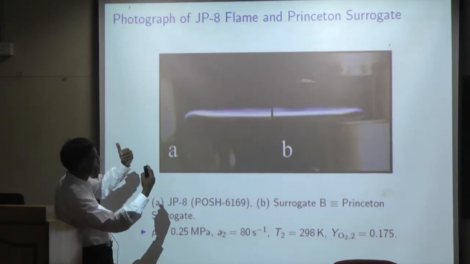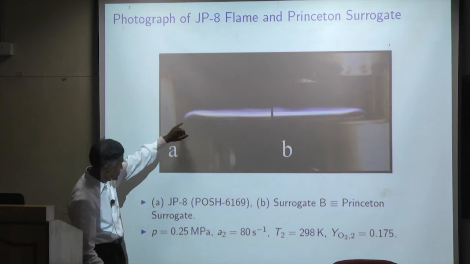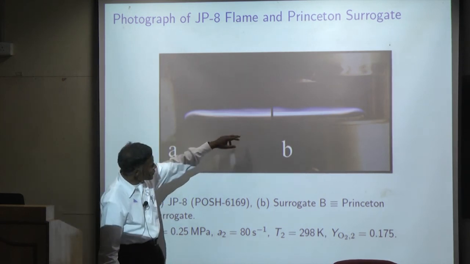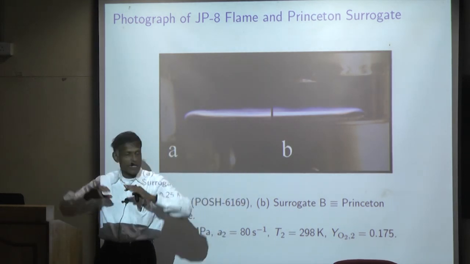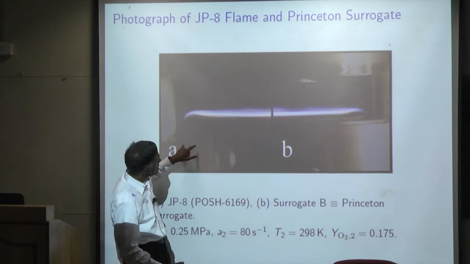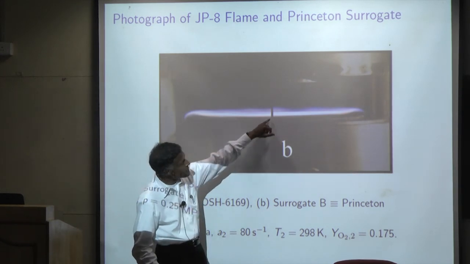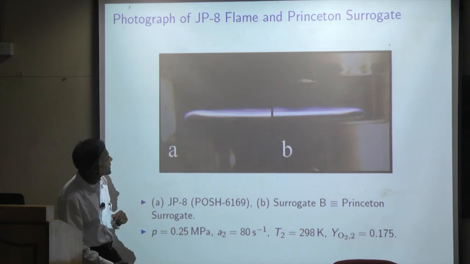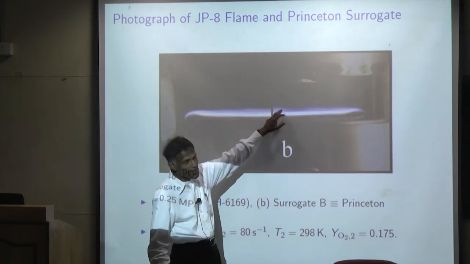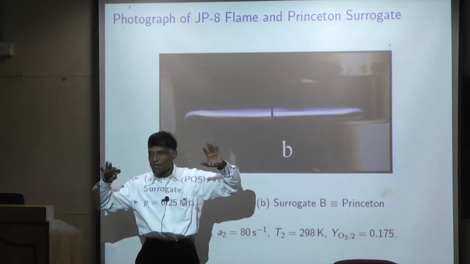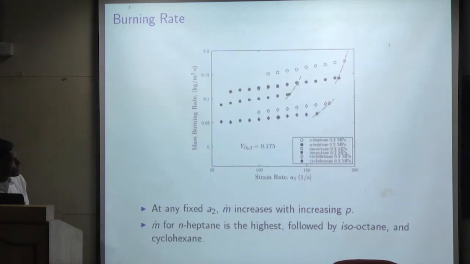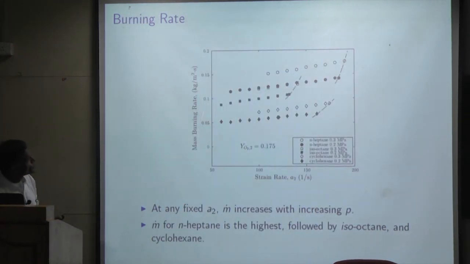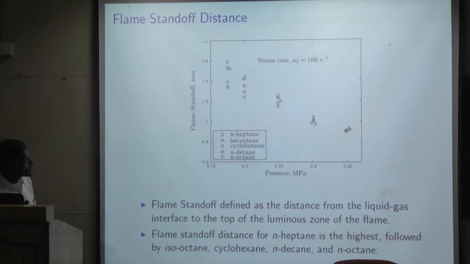Here we show photographs side by side. There are two different events. This is the JP8 flame at high pressure on one side, and that's the Princeton surrogate on the other. Remember, these are two separate pictures, not taken simultaneously. You can see how well the Princeton surrogate compares with JP8. In fact, it looks like it's even a continuous line, but they're two separate pictures put side by side. These are mass burning rate measurements, and that's the flame standoff distance.